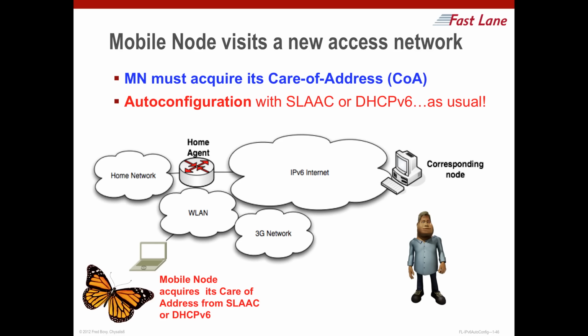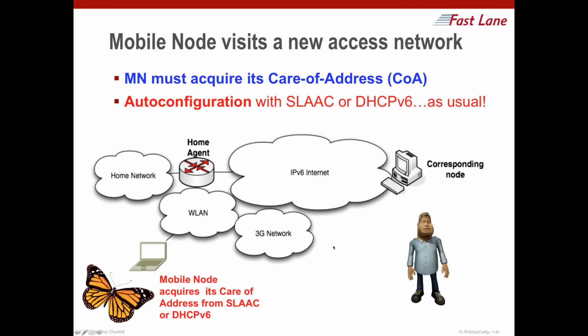So how is it working? Basically, the mobile node is moving from the home network to a new network, so it is just flying to a new location, and it acquires a new care-of address using stateless address autoconfiguration or DHCPv6. This configuration is done exactly as usual, no difference.